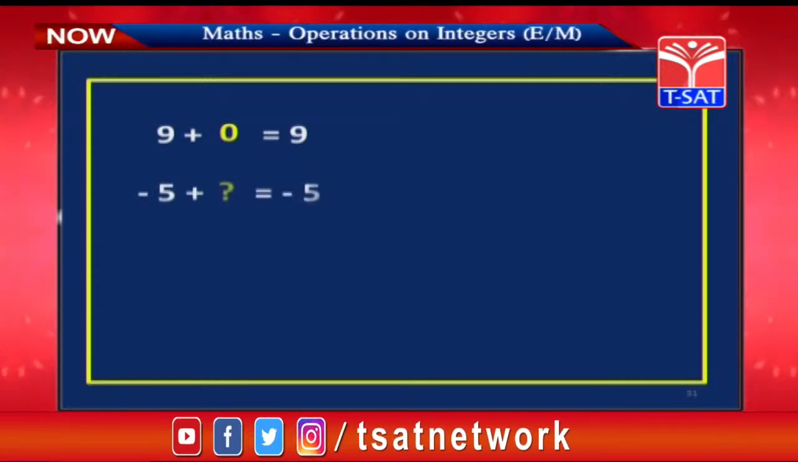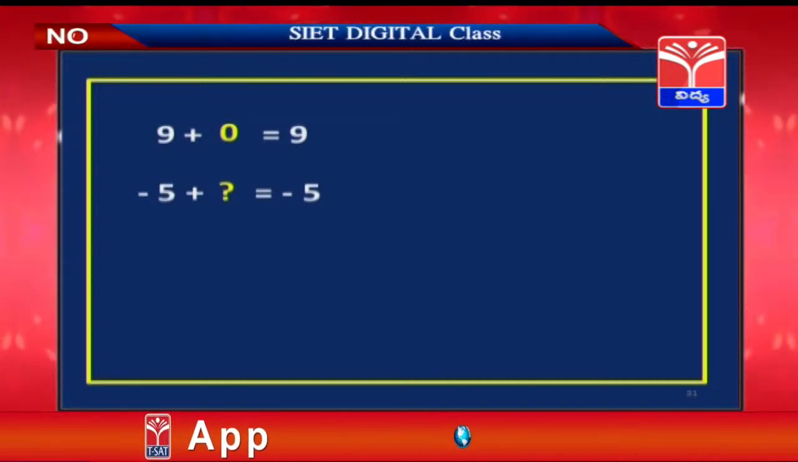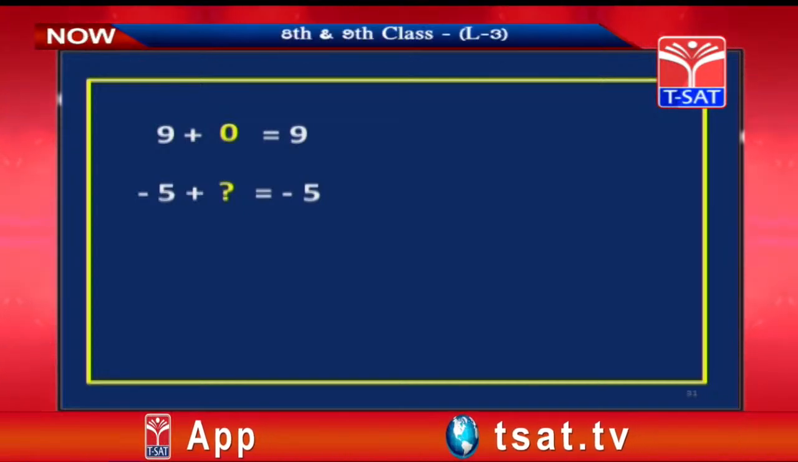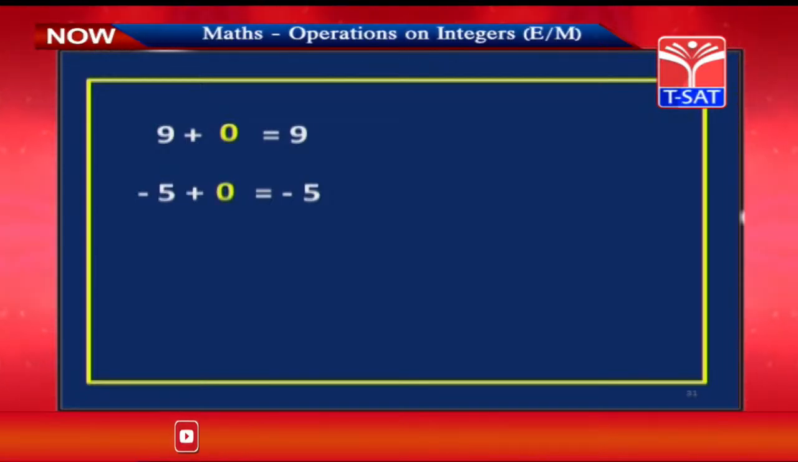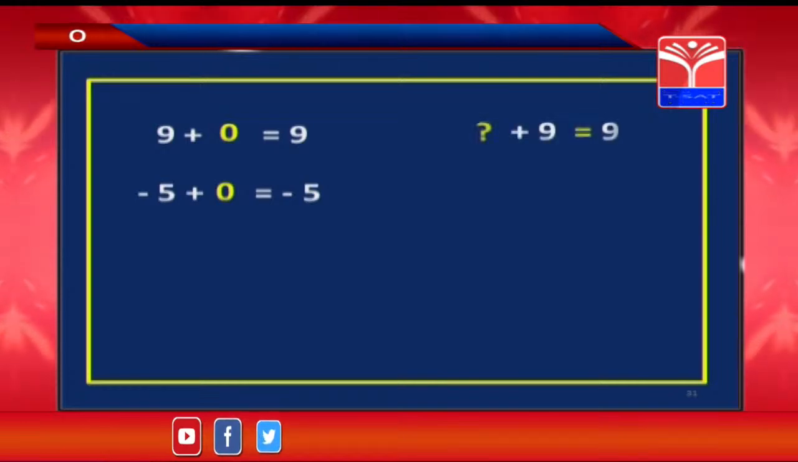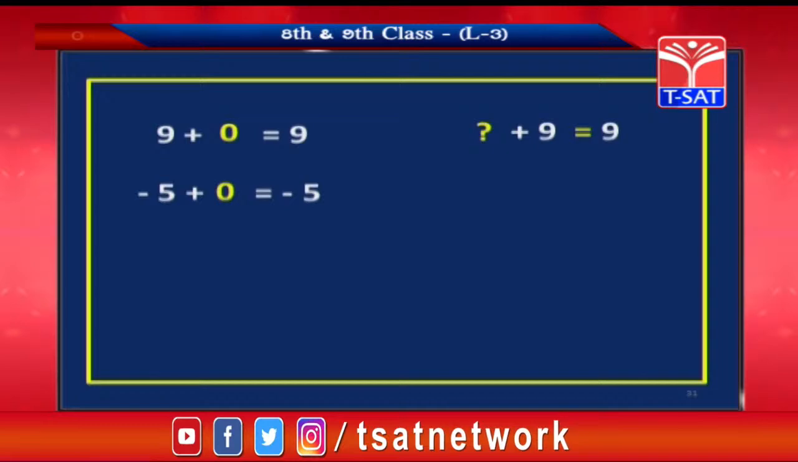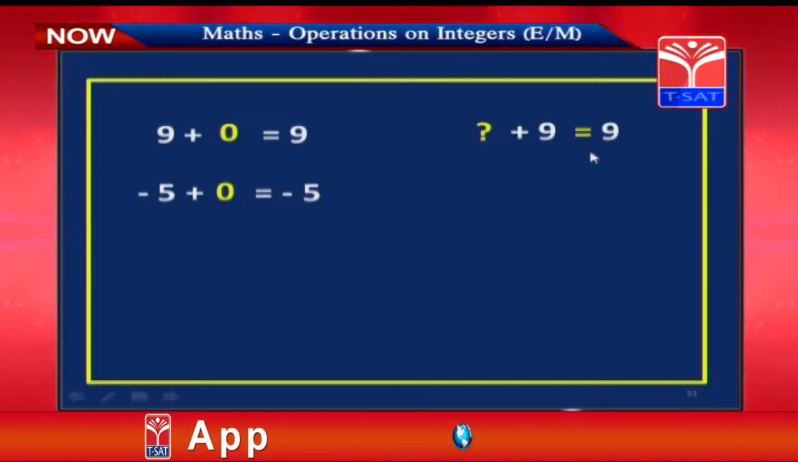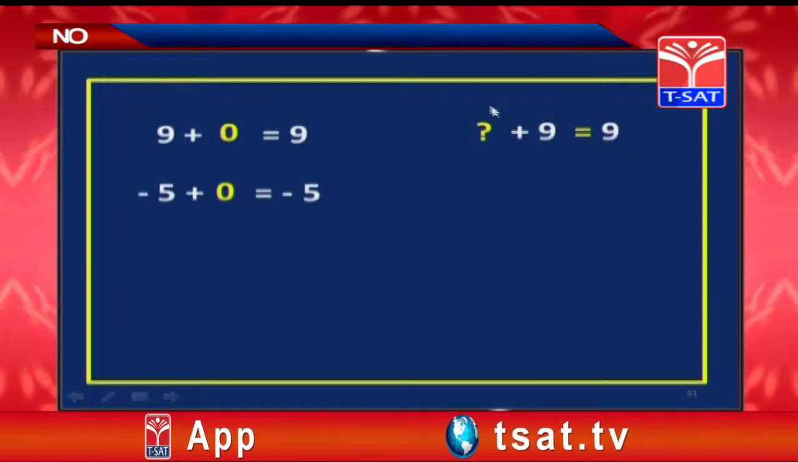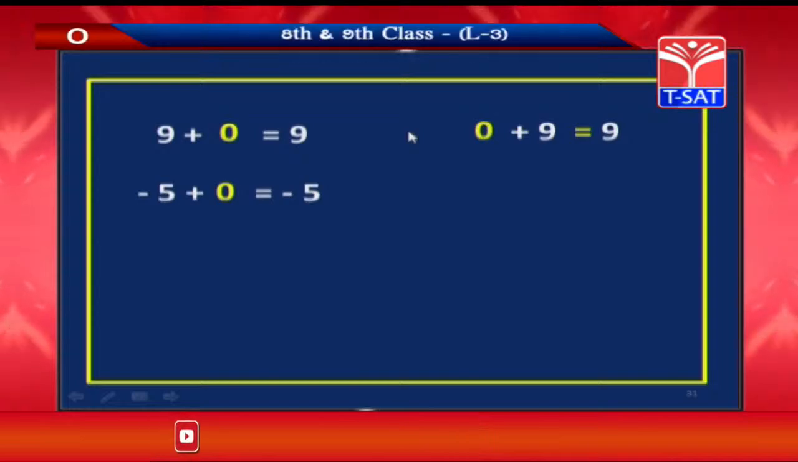Let us take another example, children. Minus 5 plus which integer gives you again minus 5? Can you find out that integer, children? You are right once again, children. It is again 0. Now let us take another example. To which number if we add 9, we don't know this number, and you get the same answer, that is 9? Now can you guess this number, children, here? Yes, you are right. It is once again 0.